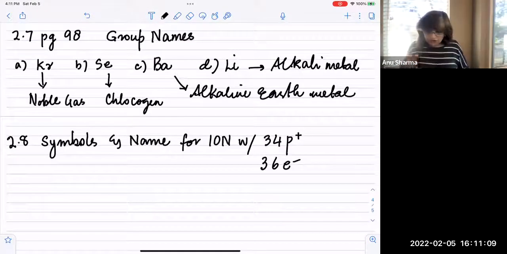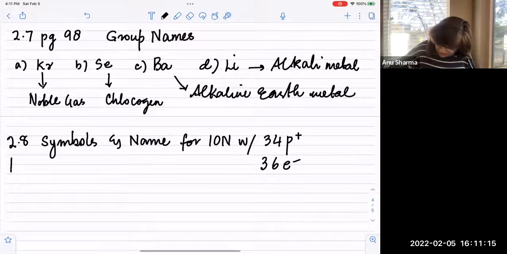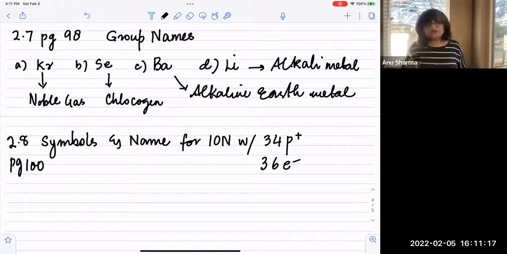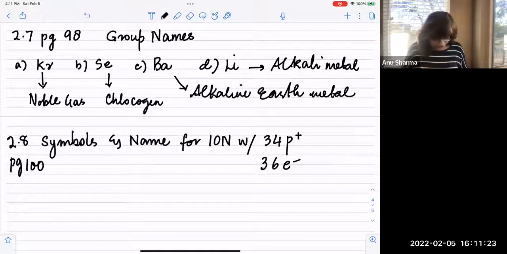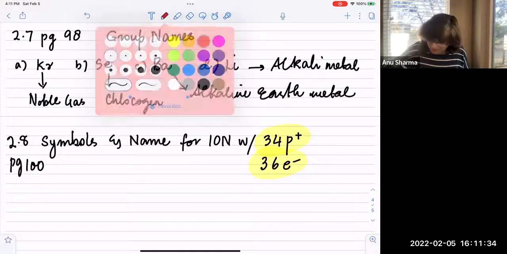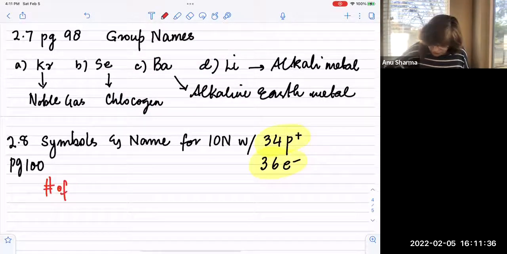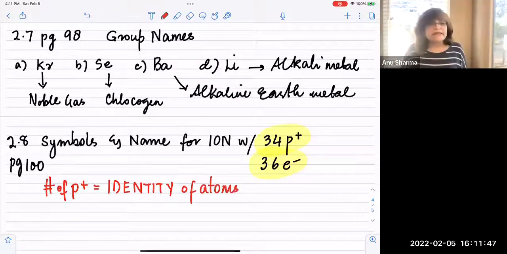All right, the next question is on page 100, and here is problem 2.8. They are looking at these symbols and the names of the ion. So what is that ion? You are given the number of protons and the number of electrons. Remember, it's always the number of protons that determines the identity of atoms.